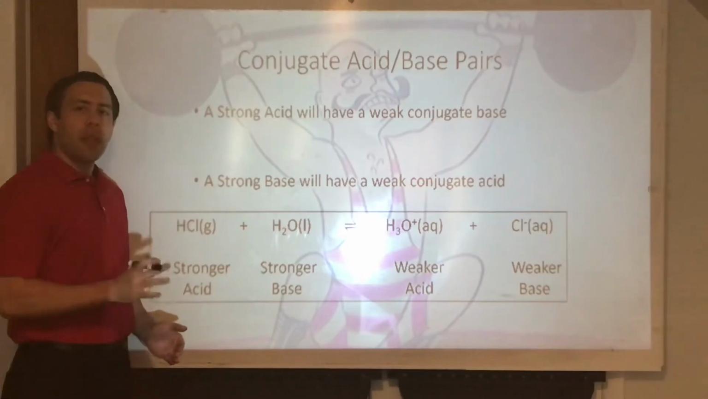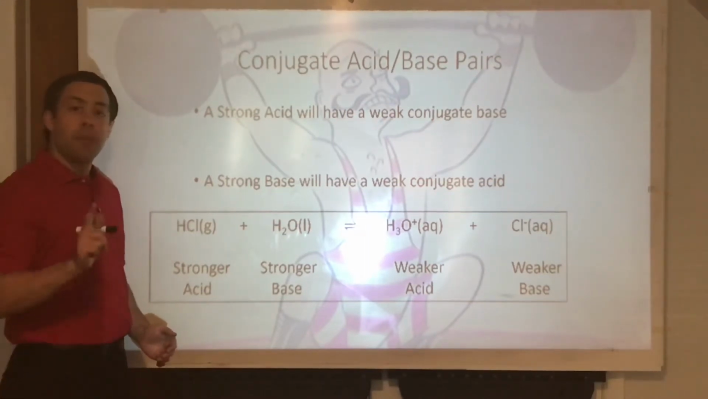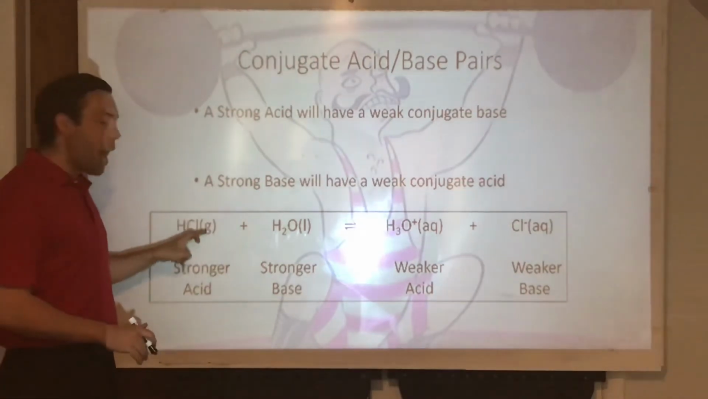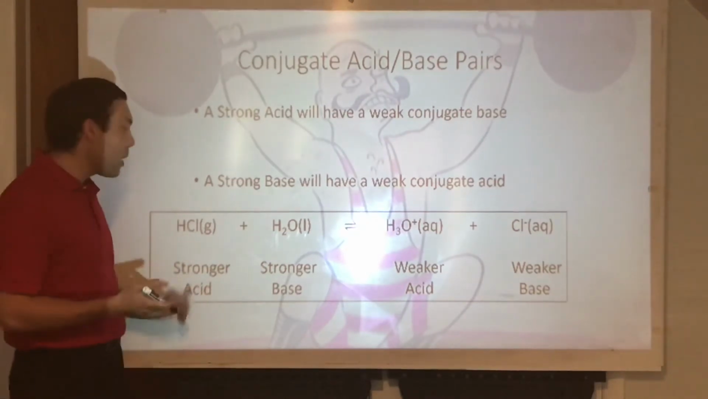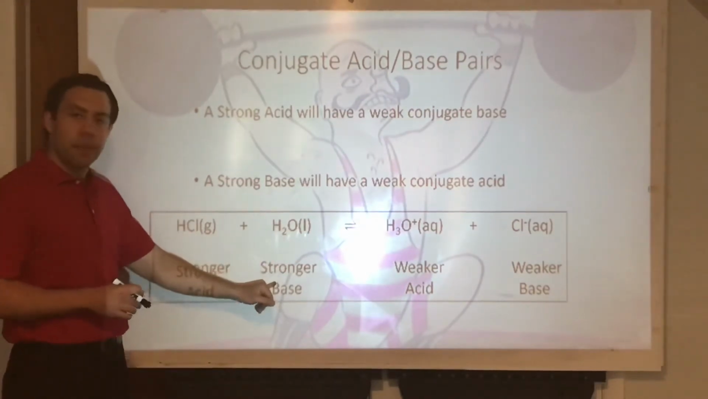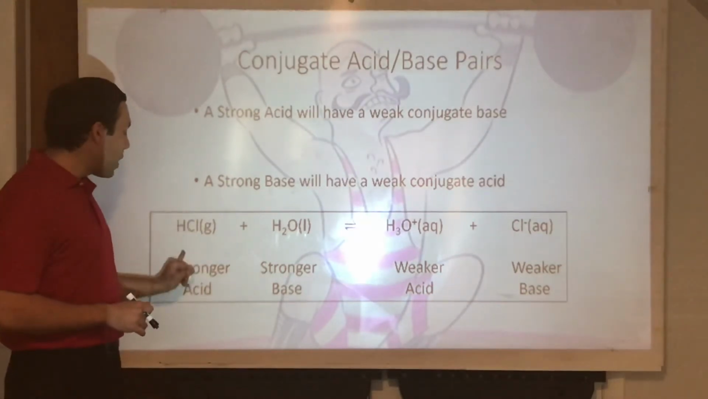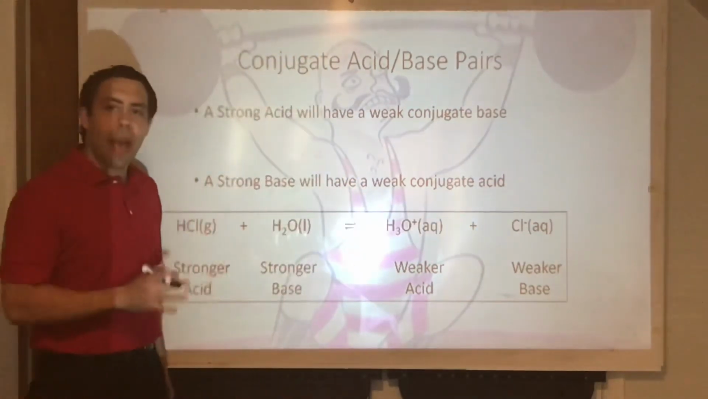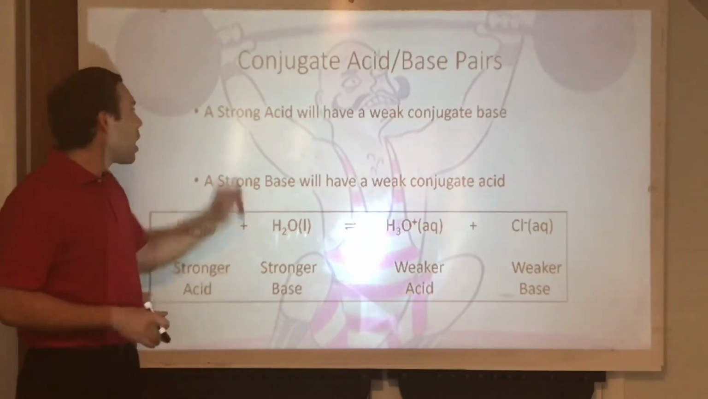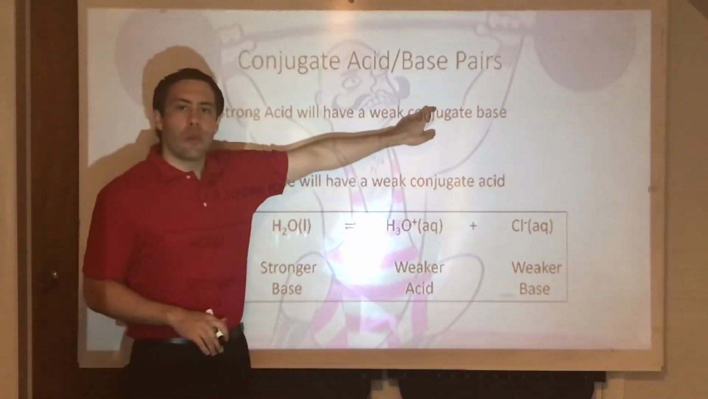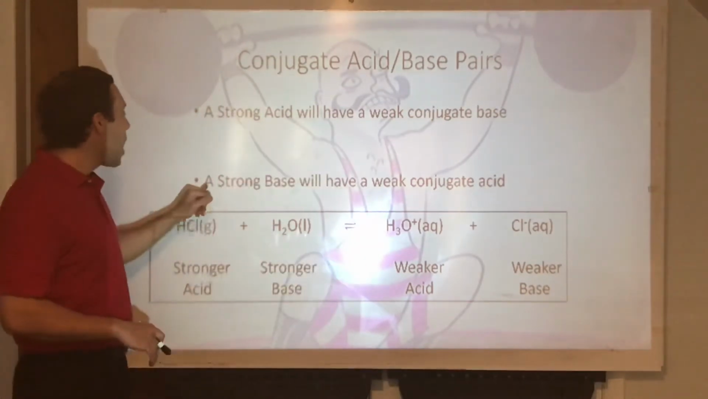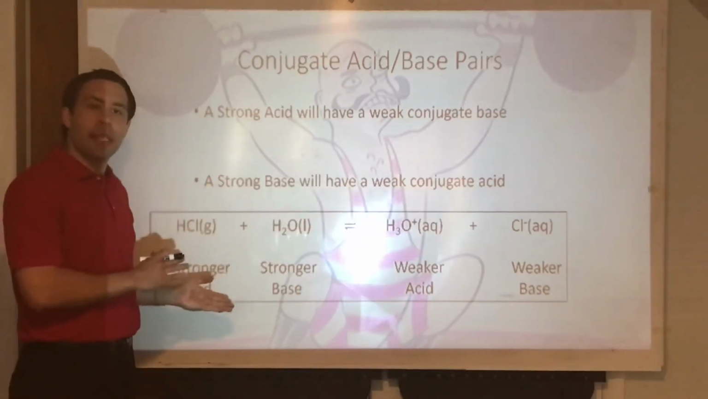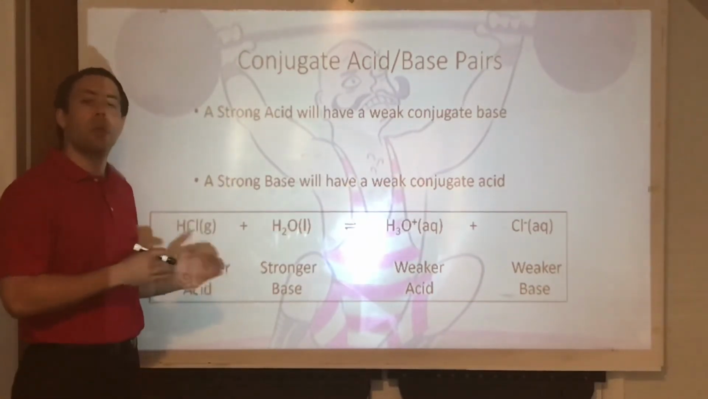Before we move on, let's talk about conjugate acid-base pairs. Please remember that a strong acid will have a weak conjugate base. Here we have hydrochloric acid, a very strong acid, and when it's dissolved in water, here water is acting as a base, the acid becomes the conjugate base, which is Cl minus, and Cl minus is a weak conjugate base. Strong acid will yield a weak conjugate base, and a strong base will yield a weak conjugate acid. Strong acid, weak conjugate base. Strong base, weak conjugate acid.